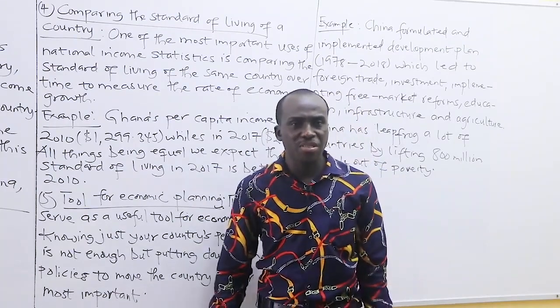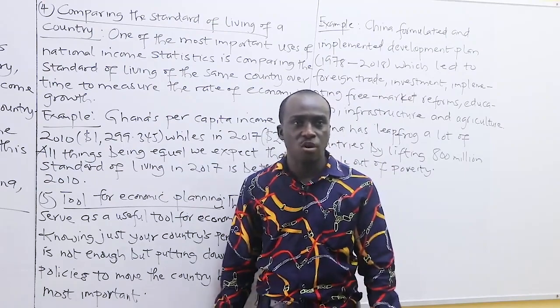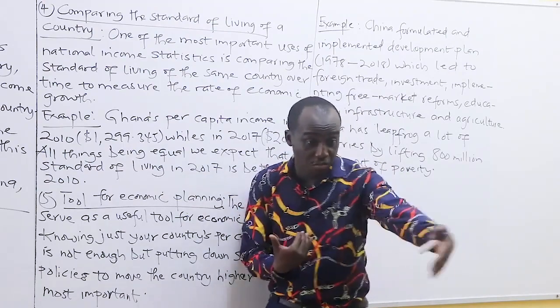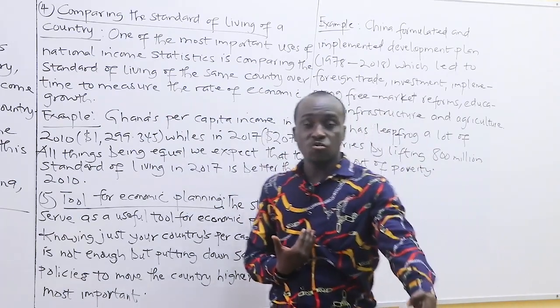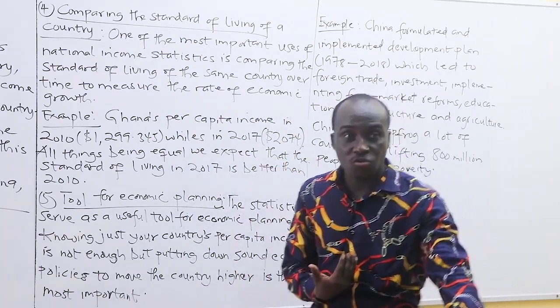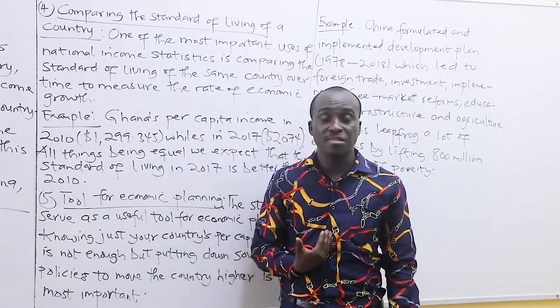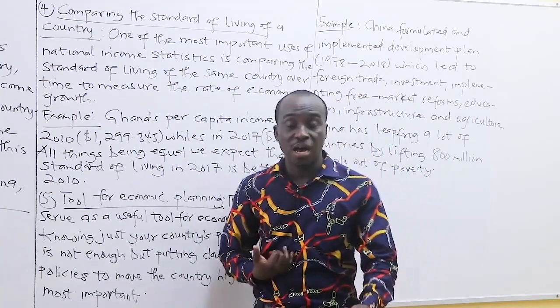Maybe in 1960 our per capita income was 300 Ghana cedis. Today our per capita income is 2,700 Ghana cedis, maybe 2,200 Ghana cedis. We can compare the country over the period, the standard of living. In 1956 we had independence. Now in 2022, about 65 years. Have we moved forward? From 1957 to now, have we moved forward?